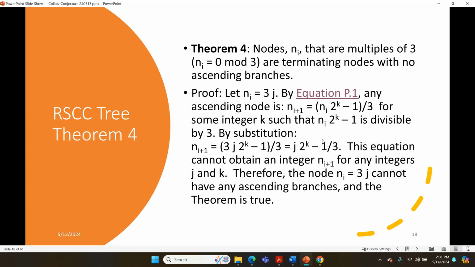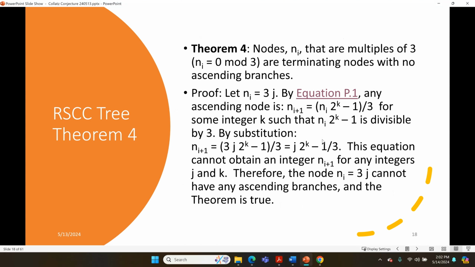This brings us to Theorem 4, that the nodes n_i that are multiples of 3, i.e. equal to 0 mod 3, are terminating nodes with no ascending branches. Here we apply the ascending equation P1 to the node n_i to get n_(i+1) equal to n_i times (2^k - 1)/3 for some integer k, such that n_i times (2^k - 1) is divisible by 3.